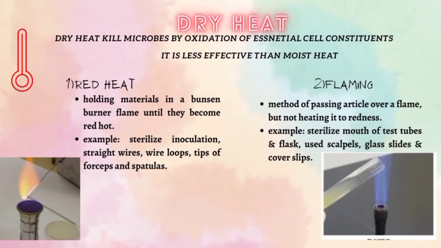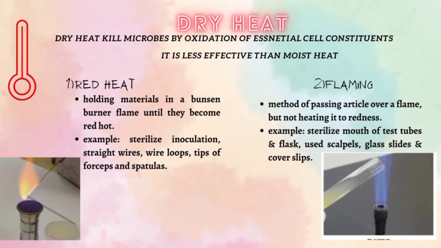Dry heat kills microbes by oxidation of essential cell constituents. It is less effective than moist heat. First, red heat. Sterilization is done by holding materials in a Bunsen burner flame until they become red hot. It is used to sterilize inoculation wires, wire loops, tips of forceps, and spatulas.